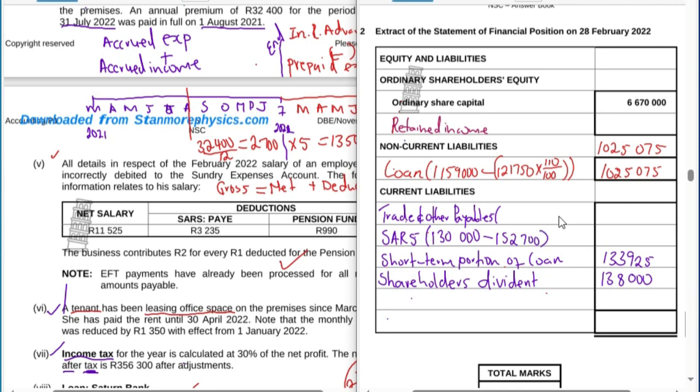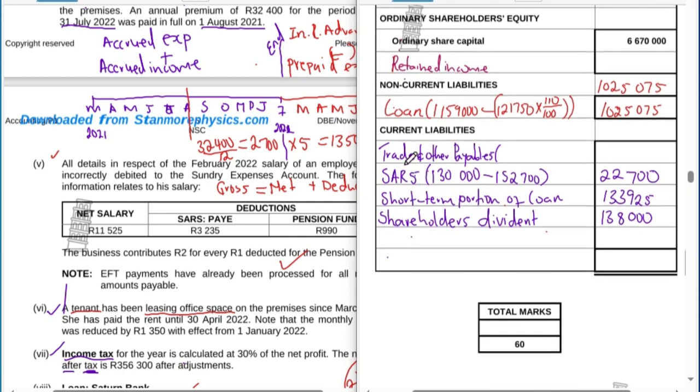What is the difference there? 152,700. We are looking for the difference. Out of the 152,700 that we are owing, we only made a payment of 130,000. Now we also have a liability to pay. So we are going to say 130,000 subtract 152,700, meaning we still owe SARS how much? 22,700.